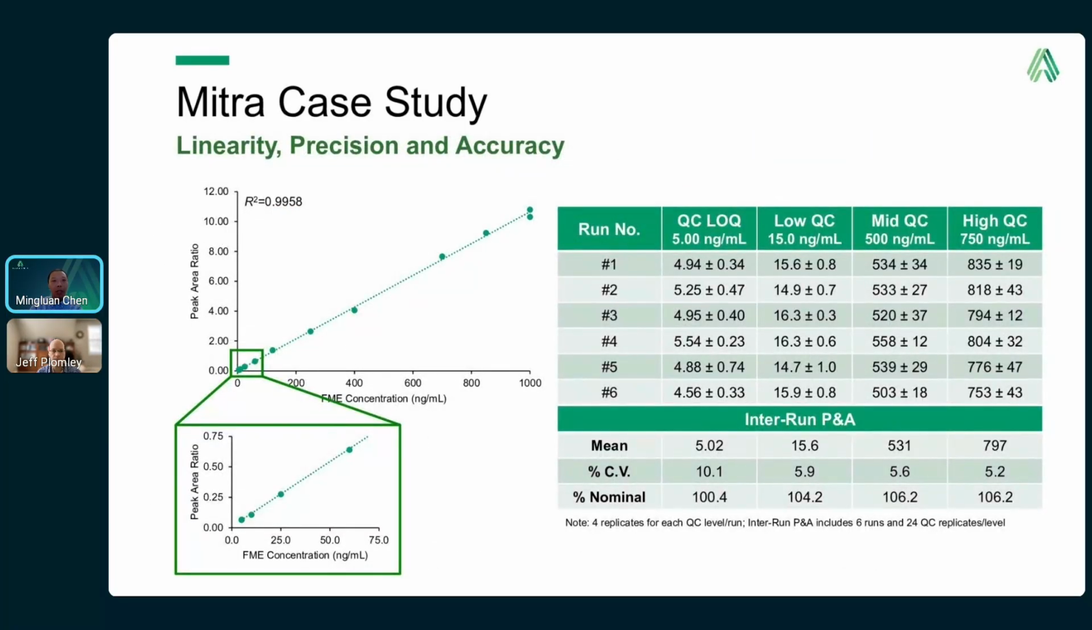Next, let's look at the mass linearity and the precision and accuracy results. Here we can see that excellent linearity was achieved. Importantly, the low concentration standards fall well on the calibration curve, showing that nonspecific binding is negligible, which is the most common issue in oligonucleotide bioanalysis. Precision and accuracy also met acceptance criteria across all QC levels, based on 6 analytical runs with 24 replicates per level.